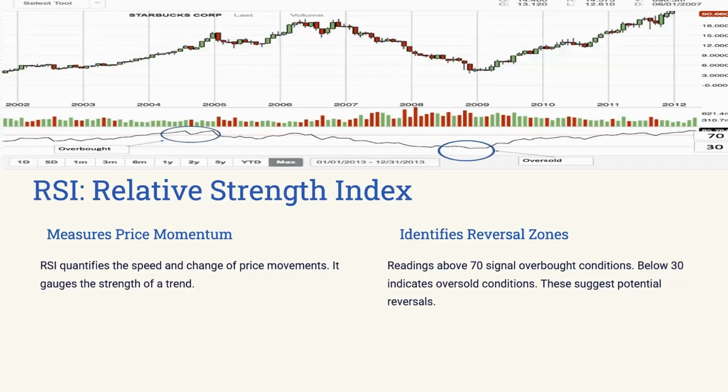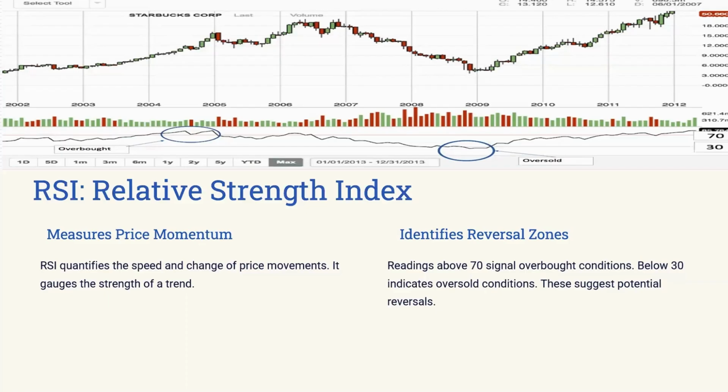For RSI best practice, first, divergence analysis: look for divergence between RSI and the price. If the price makes a new high but RSI makes a lower high, it is bearish momentum. It can signify an impending reversal. Similarly, in a bullish pattern, if the price makes a new low and RSI makes a higher low, it suggests a potential upturn.